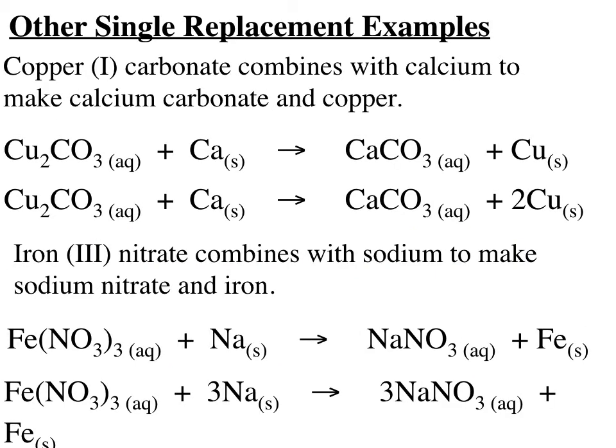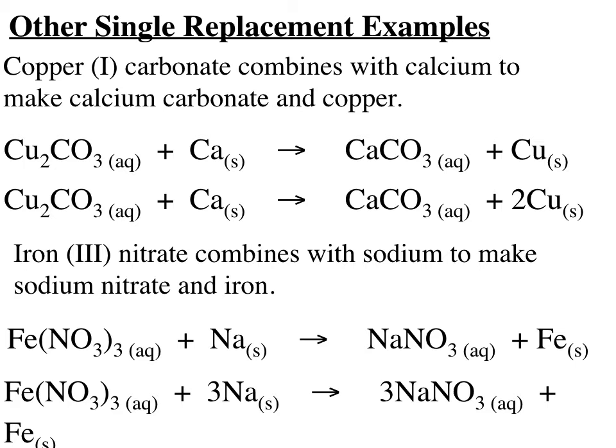For other examples of single replacement reactions, in the first, the cation in copper 1 carbonate is replaced by calcium, and we see the balanced equation requires a 2 in front of the copper 1 carbonate because it was in the 1 oxidation state, whereas calcium is in oxidation state 2. So again, I don't make diatomic elemental copper product. I make 2 individual copper atoms.